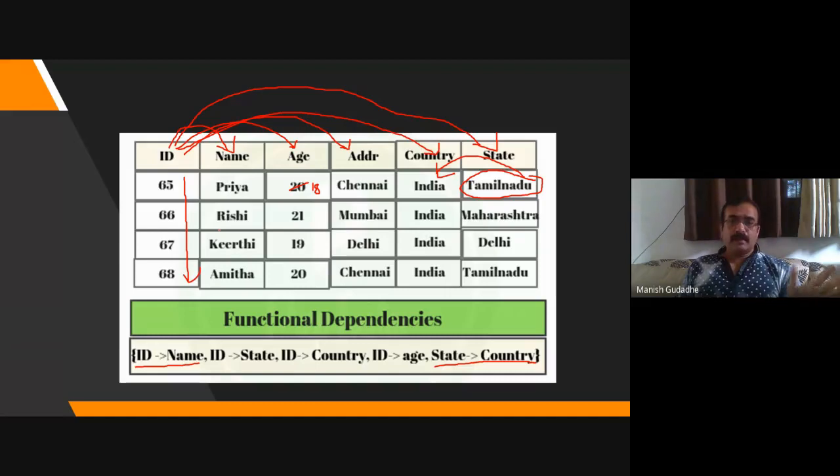Fine. This FD concept is very important for normalizing a database, meaning for designing a database, which we are going to see in the further classes.